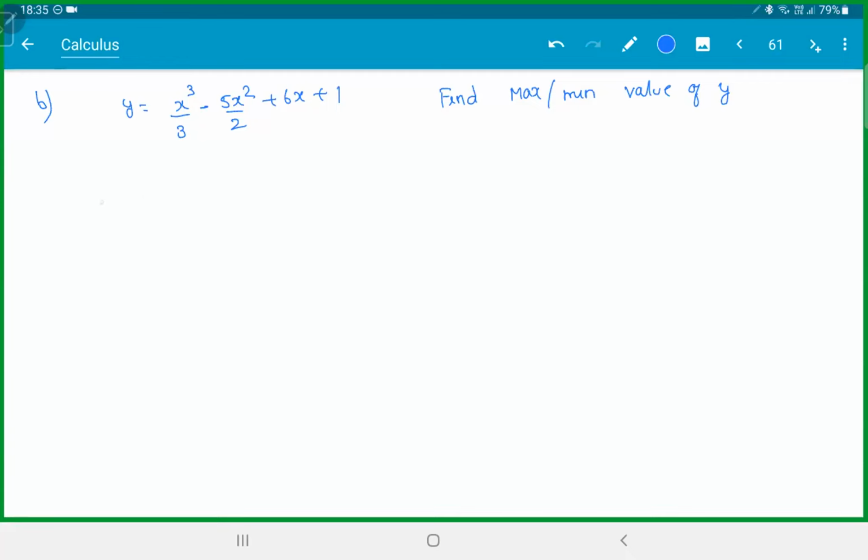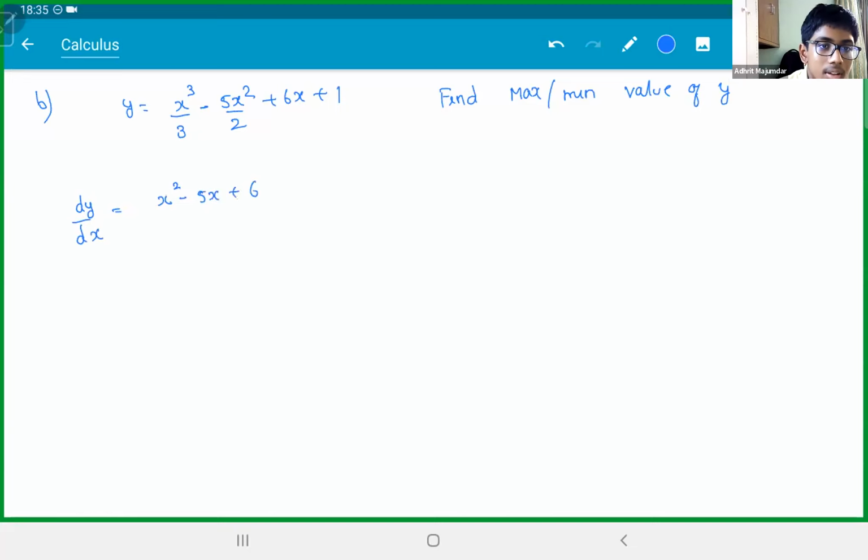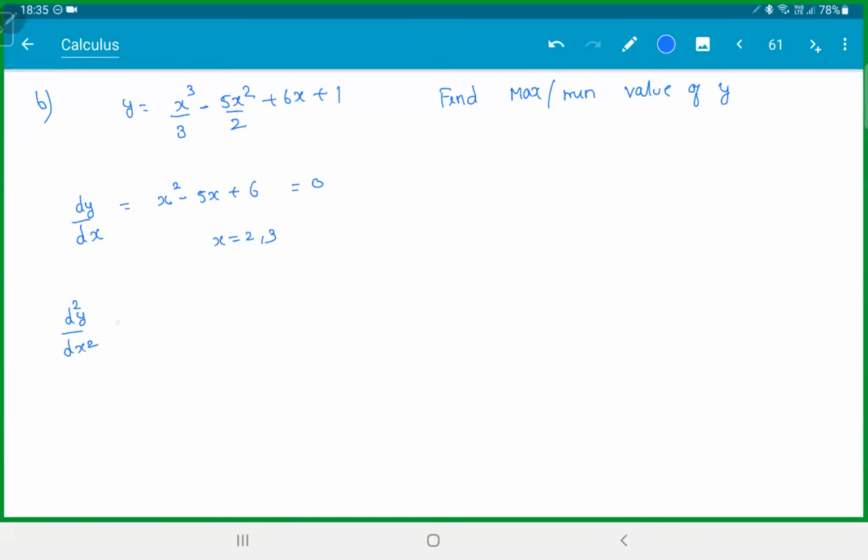Yes. If I differentiate this, what is dy by dx? x square minus 5x plus 6, no? Did you not cancel the 2? So I gave you good numbers only, right? So we get x is equal to 2 and 3. One of them is maximum, one of them is minimum. Then double differentiate. That will be 2x minus 5.